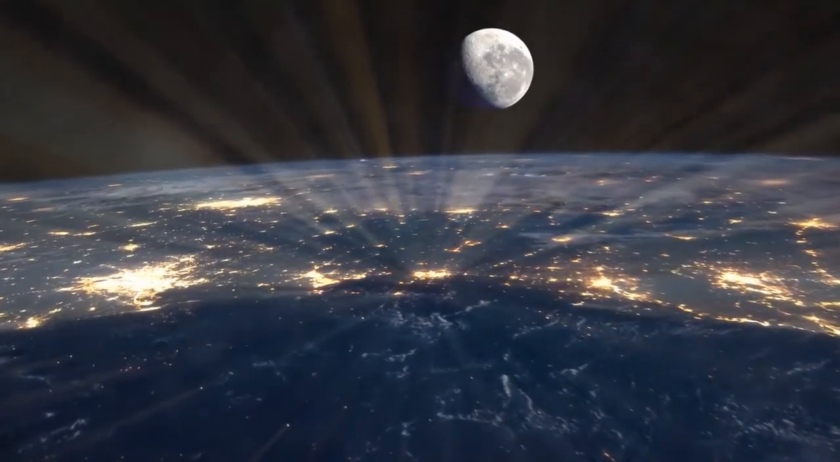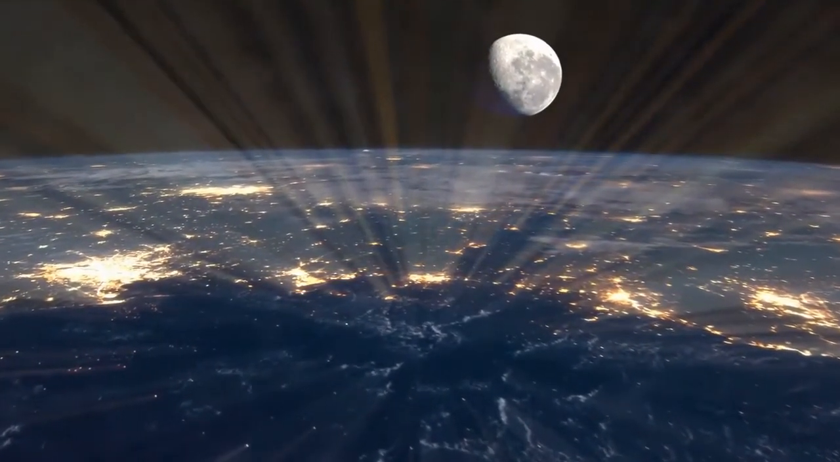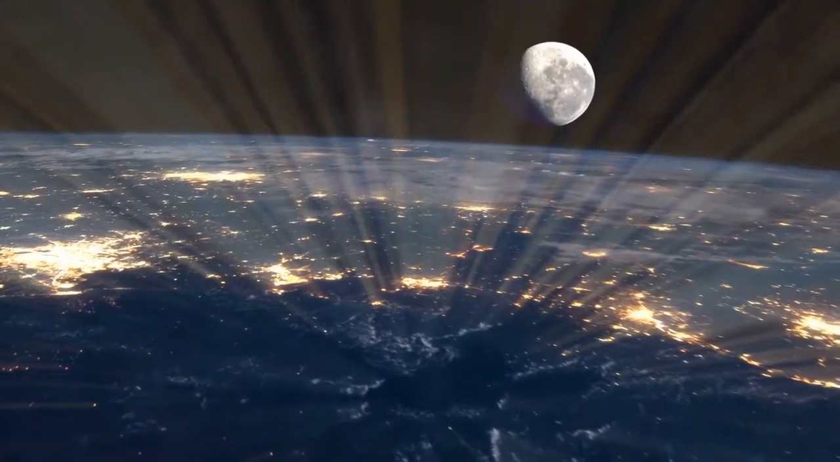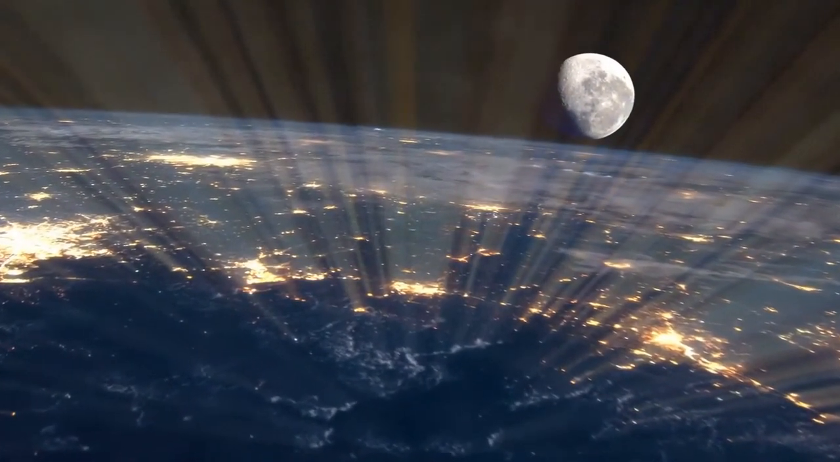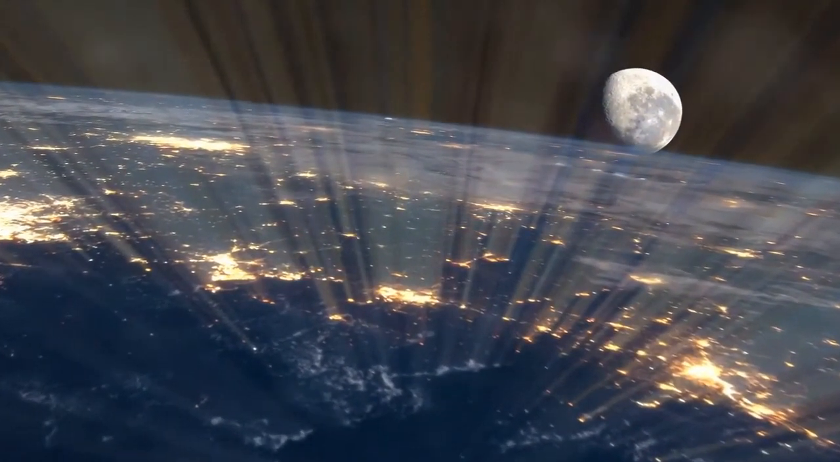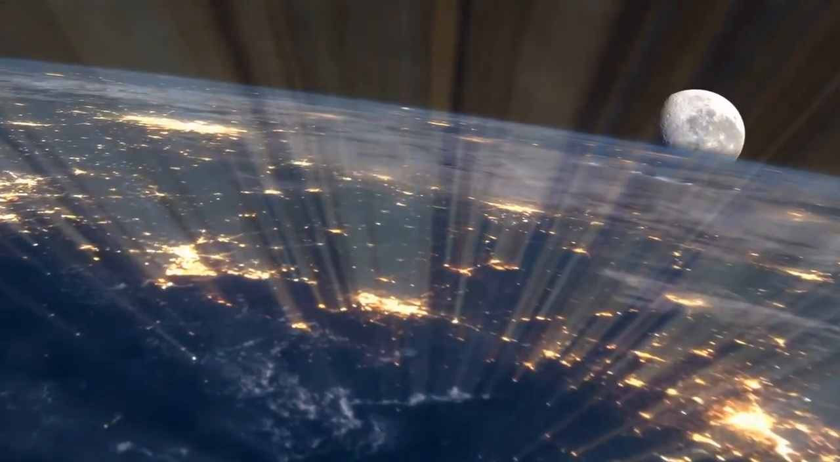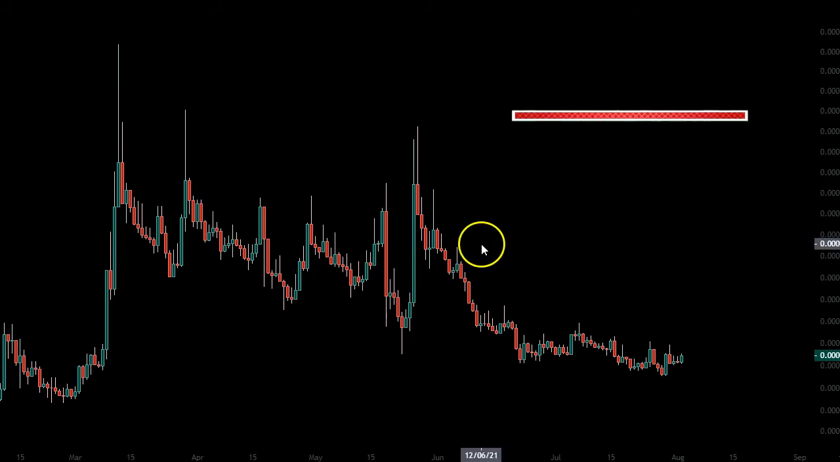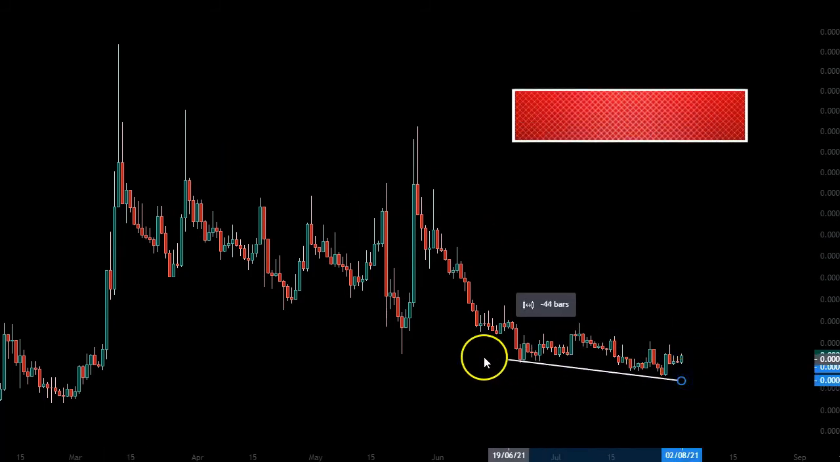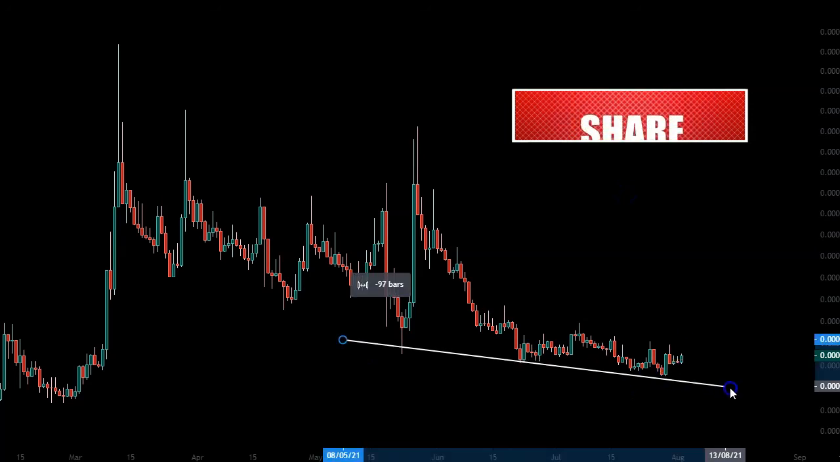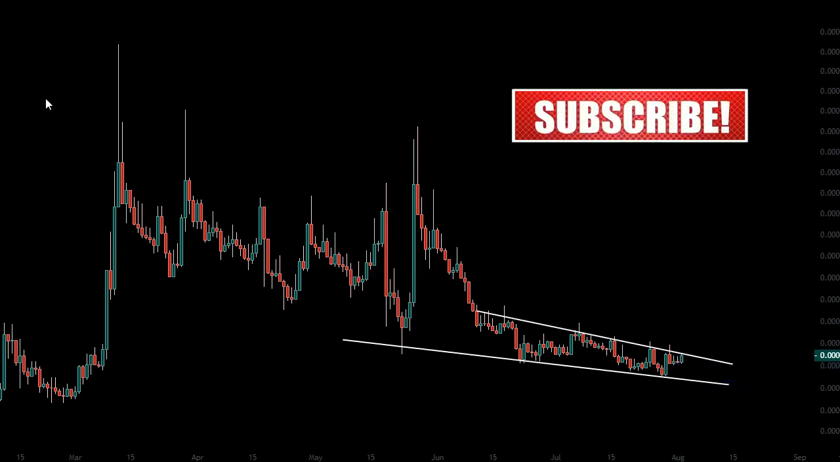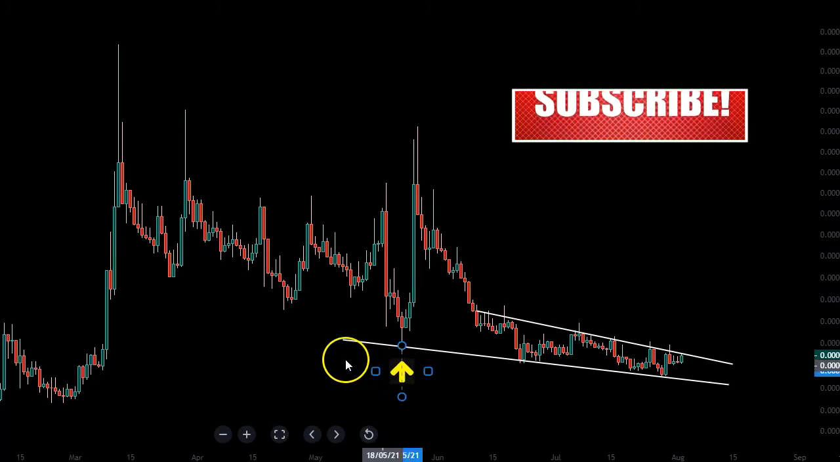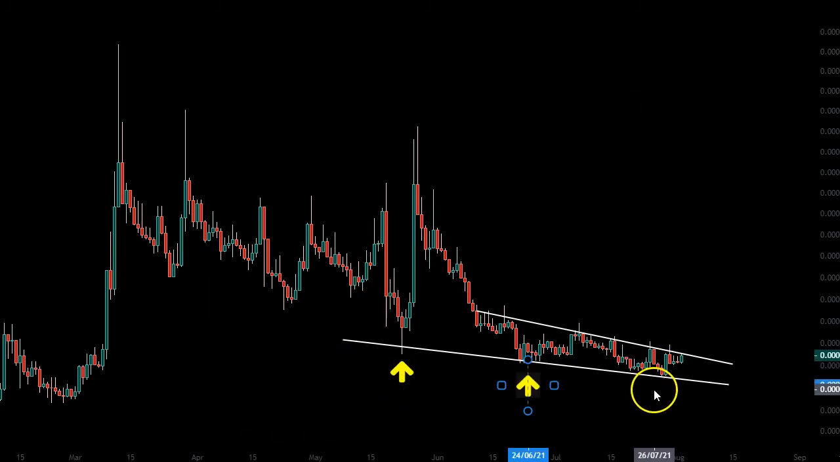Let's quickly go into SKALE Network versus Bitcoin to see how it stands versus the king. Here we are, SKALE Network versus Bitcoin on the daily chart. It has that bearish narrative. SKALE Network still hasn't recovered versus Bitcoin. The price is still living in some kind of a falling wedge. If you want to call this pattern a falling wedge, I think it could be. Points of support should be pretty clear to you.